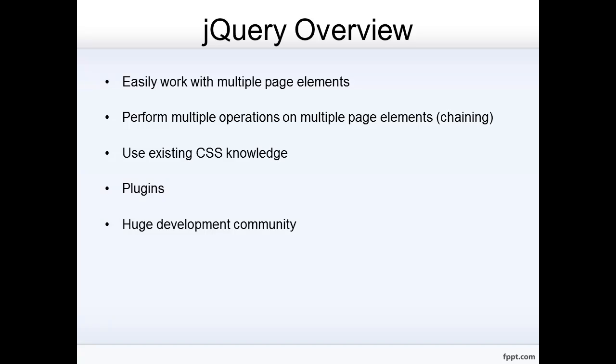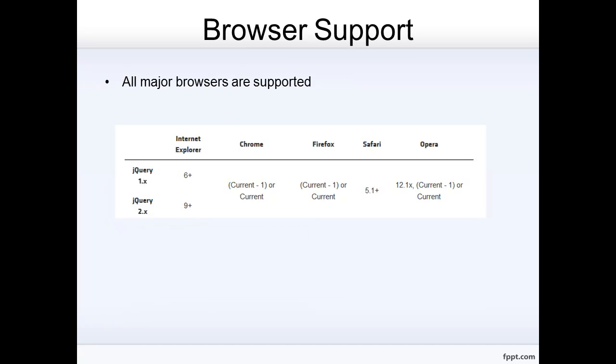As I mentioned, browser support: jQuery supports all major browsers, all the way from Internet Explorer 6 and up. This chart shows two different versions of jQuery, a 1.x and a 2.x. We'll discuss that. But basically, the thing to take away from this slide is that jQuery supports all the major browsers, even extremely old ones. So all the way back from the first versions of Chrome and Firefox to the latest versions today.